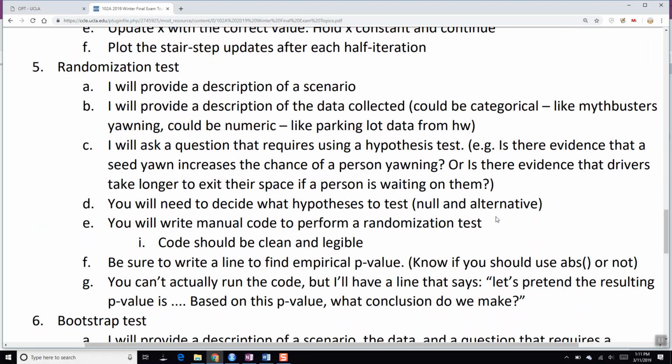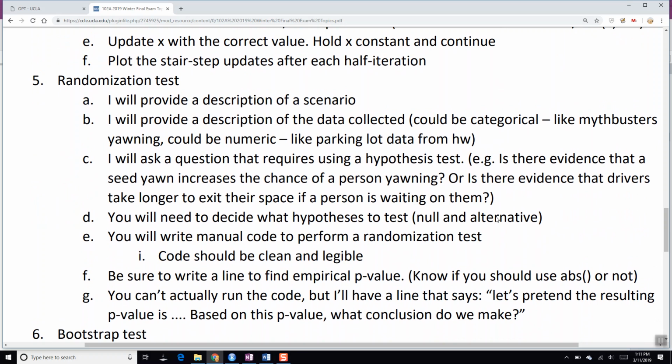All right, and then you'll have a question on a randomization test, okay? I'll describe some kind of scenario, and then I'll also provide what kind of data was collected, and the data could be categorical, like the yawning problem that we saw with Mythbusters, or it could be numeric. In your homework you have parking lot data, waiting times, and stuff like that. And either of those could be used for a randomization test.